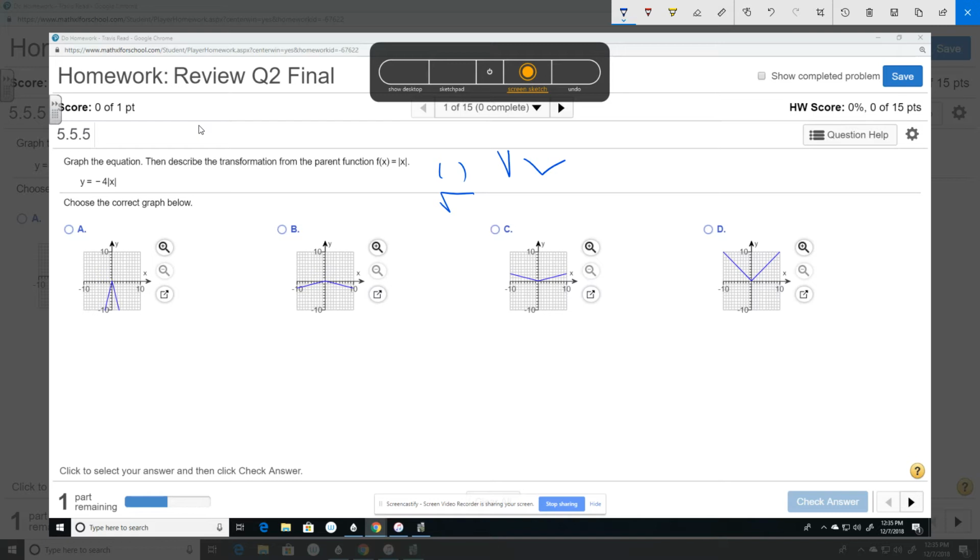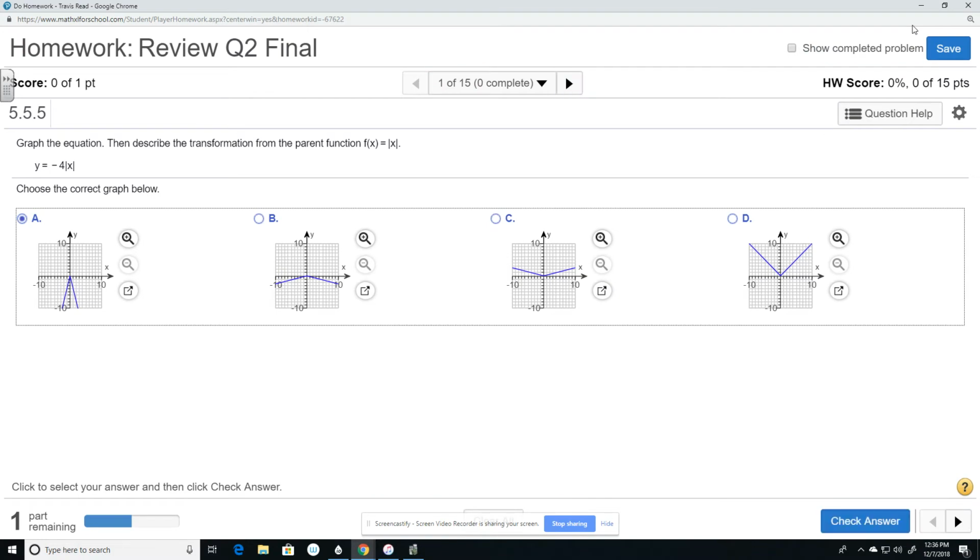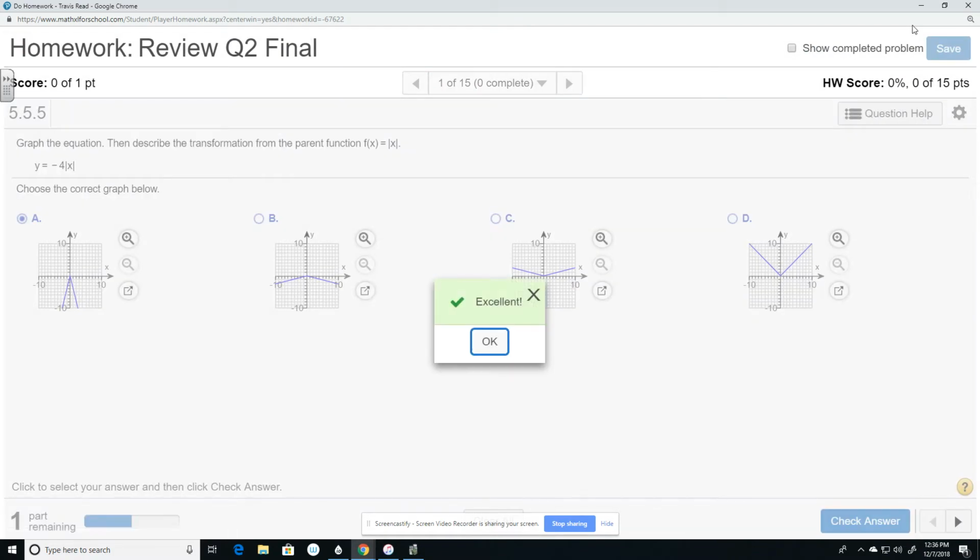So if that number in front is a fraction, like 1/4, that's going to make it short and squatty. If that number in front is like this one, if it's a 4, that's going to make it taller and skinnier. And the fact that it's a negative just flips it upside down. So you have your absolute value graph that normally is just a V, but it's flipped upside down and it's skinnier than normal, which is going to give you A as your answer. So you select the right picture, hit OK.